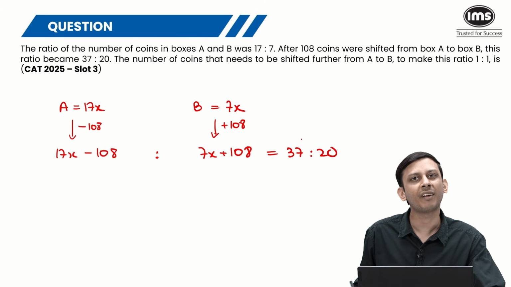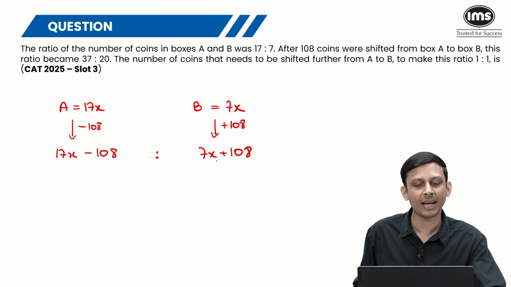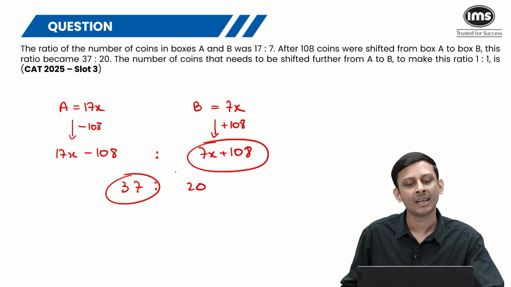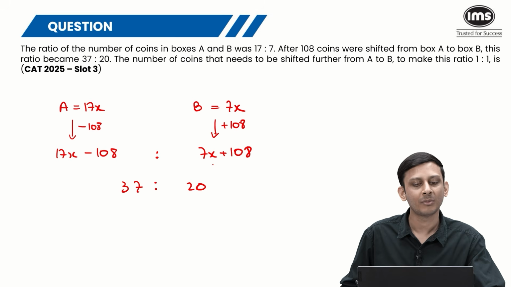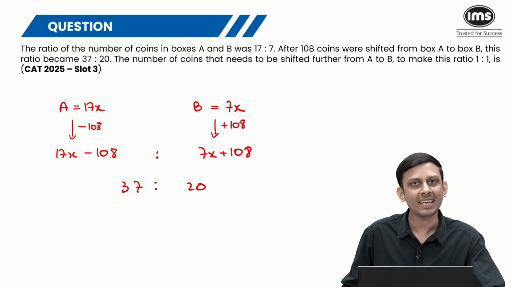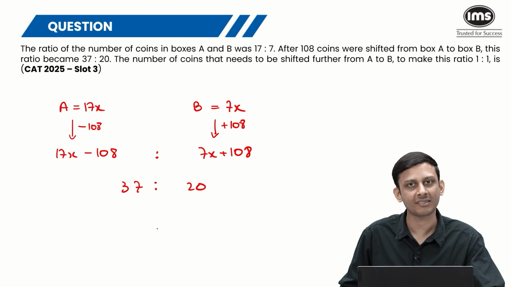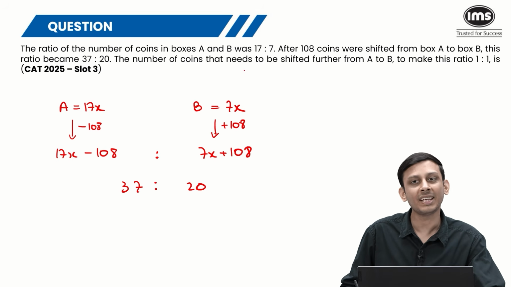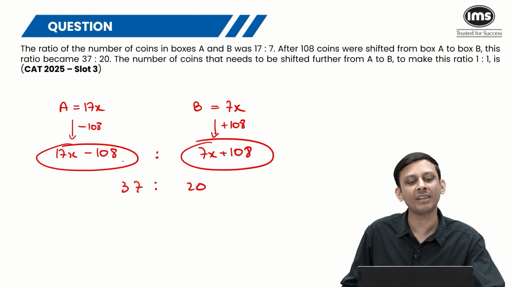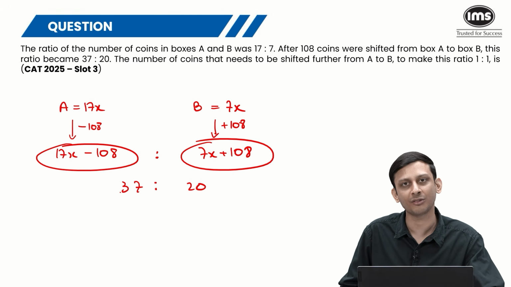Okay, now we'll have to convert to fraction and solve. Basically, if you look at it this way, this 20 will be multiplied with this, which will be equal to 37 into this. Now, of course, the calculation part will take some time because we'll be dealing with relatively large numbers. And even if you are fast in calculation, even after you do this calculation to find the value of x, that still won't be the answer. For the answer, we need the number of coins that needs to be shifted further from A to B. So we'll have to find these two values and then see how many coins have to be shifted from A to B to get the ratio 1:1. Okay, so not very convenient.